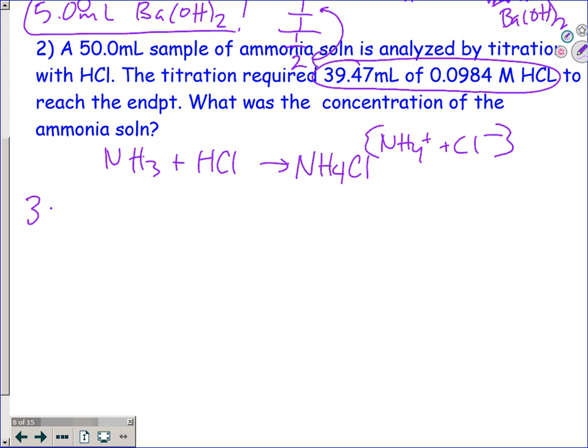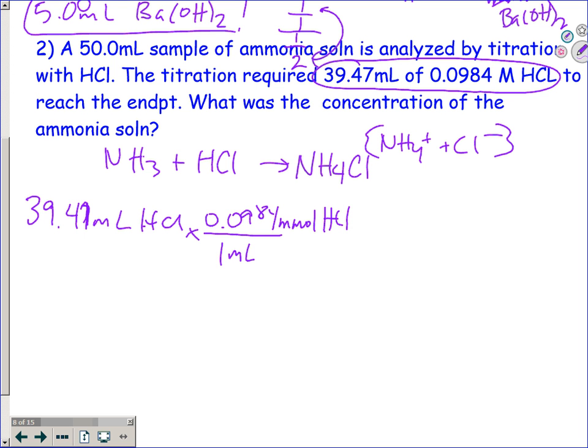So 39.47 milliliters of HCl multiplied by its molarity, but in millimoles, 0.0984 millimoles of HCl. Noticing I'm labeling the identity, so I'm expecting you guys are too. Don't just put millimoles, because I'll be like, millimoles of what? And then you won't get your credit where it's due. All right, so that's a 7.